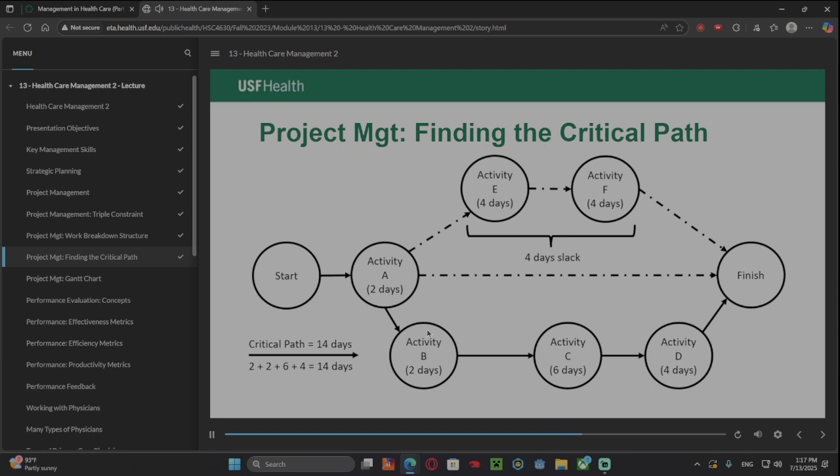C, and so on. Now, activity E and F can actually be done at any time, which means those tasks can be done in parallel. Activity E, which takes 4 days, and activity F, which takes 4 days, have a little bit of slack as to when they start and finish. Now, the critical path then equals 14 days. So the question to the client about when it's going to be done, 14 days.